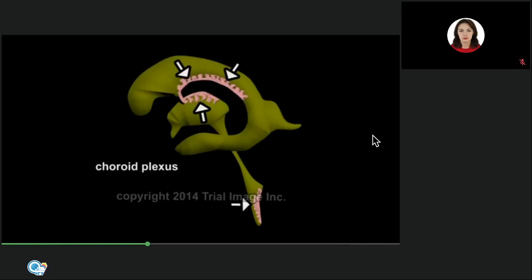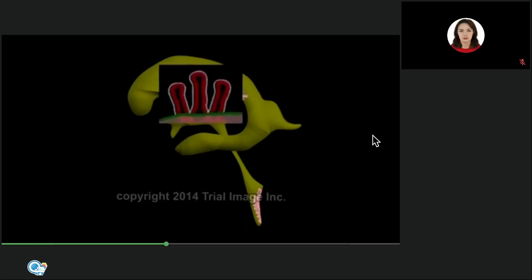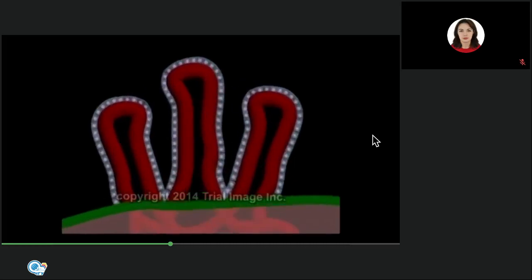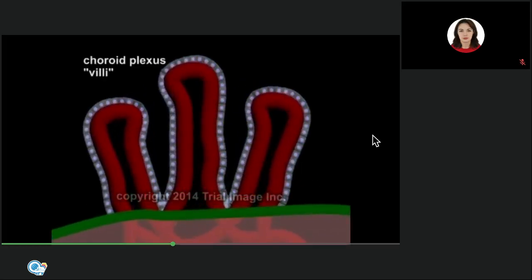The cerebrospinal fluid is not produced by the cells of the choroid plexus. Instead, CSF represents a filtrate of the blood, with the filtration performed by the highly specialized cells of the choroid plexus. The functional unit of the choroid plexus is known as a villus, or multiple villi. The villus consists of loops of tiny capillaries separated from the ventricle by a layer of cuboidal epithelial cells.